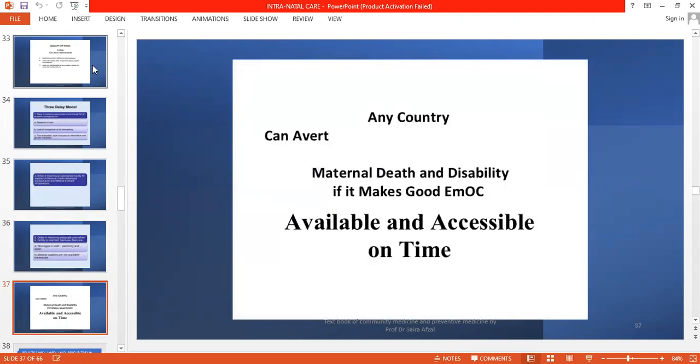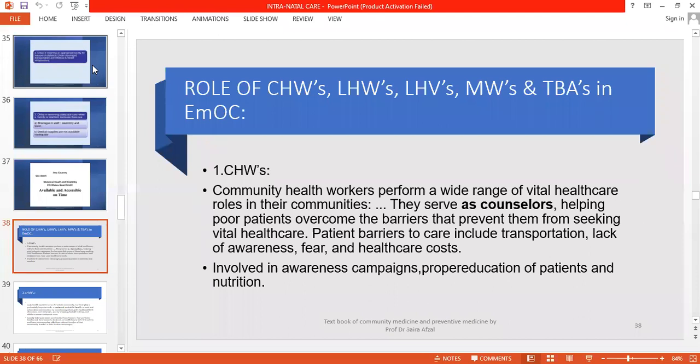Any country can avert maternal death and disability if it provides good emergency obstetric care, and it should be available and accessible on time. There are different persons involved in good emergency obstetric care: community health workers, lady health visitors, midwives, and trained birth attendants. Now we discuss the role of all these members one by one.